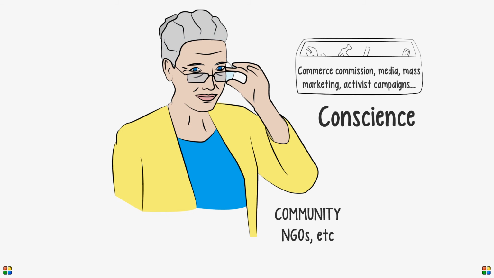A lot of them do usually have quite close relationships with, for example, a Commerce Commission that holds the system accountable. They are very good at using the media. They are often very good at mass marketing and creating activist campaigns and grassroots campaigns. And it's a very bottom-up way of dealing with the system and holding it accountable.